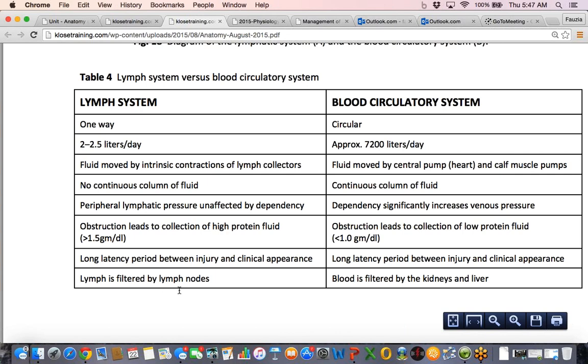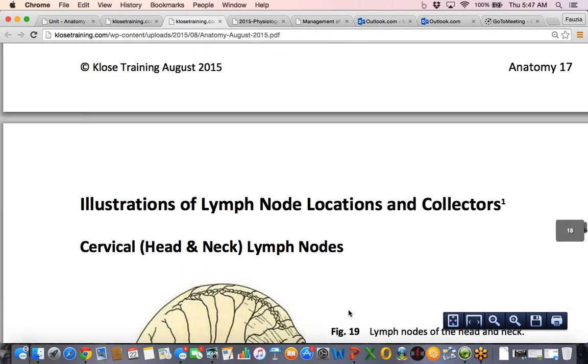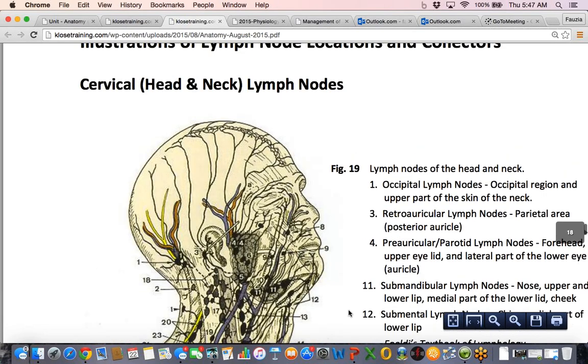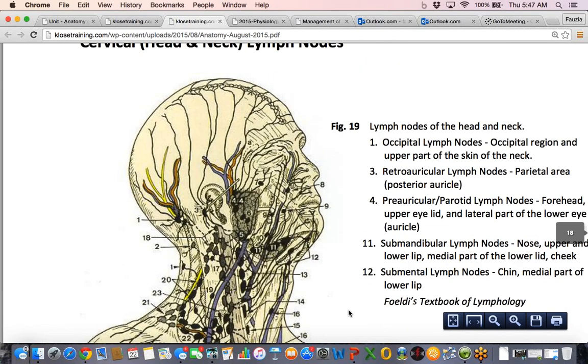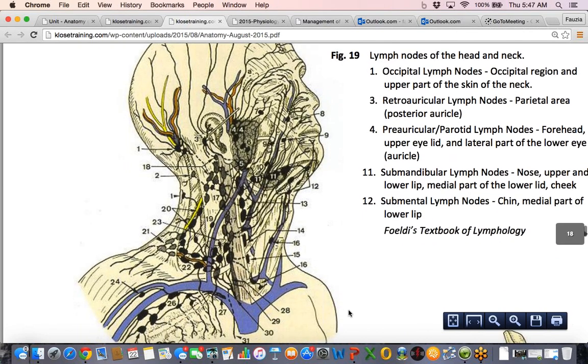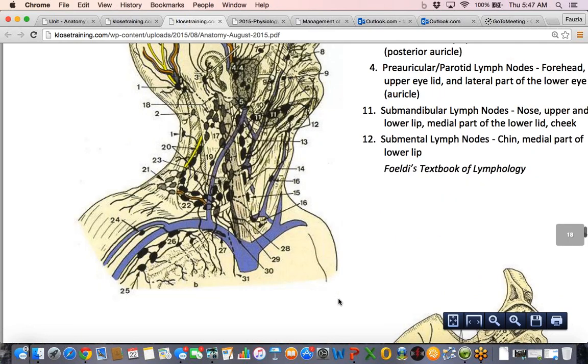The lymph fluid, as we talked about earlier, is filtered by lymph nodes, whereas the blood circulation is filtered by the kidneys and the liver. So your handout goes over different diagrams of lymph nodes. This is a picture of the cervical lymph nodes, which are usually a little bit bigger, and sometimes if they get swollen, you can feel them.